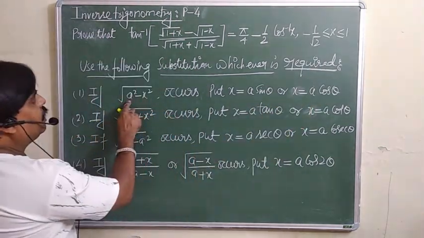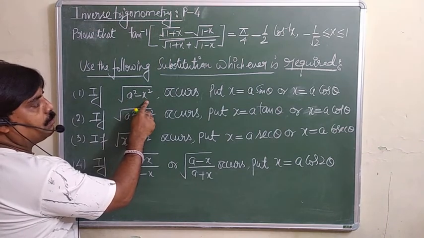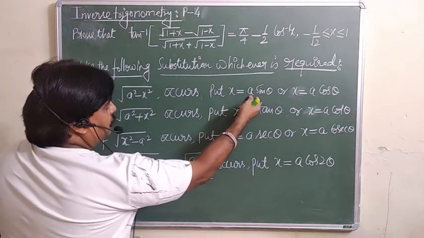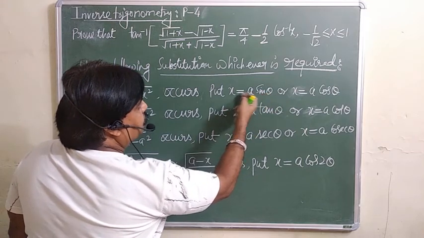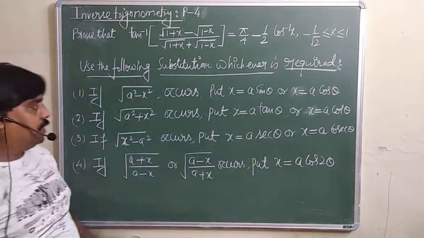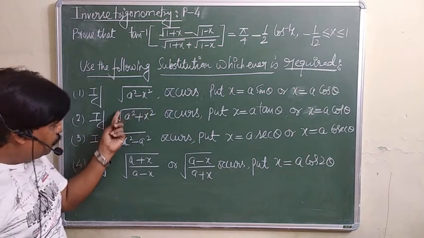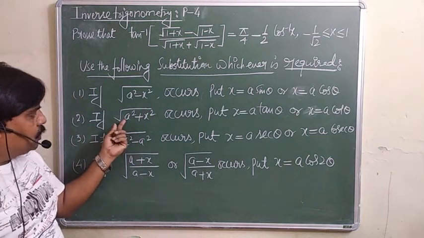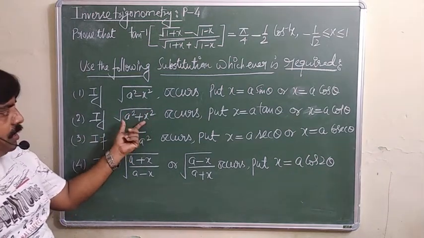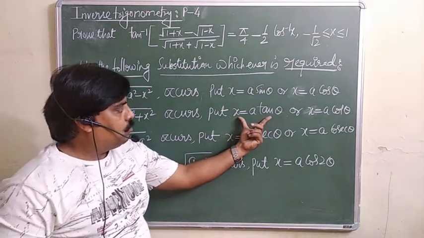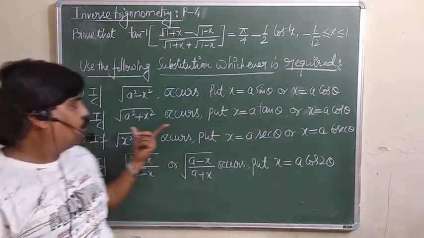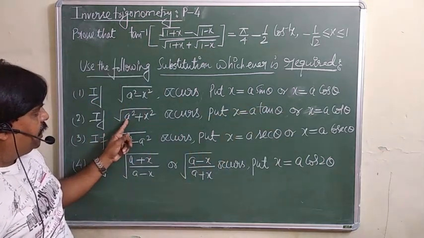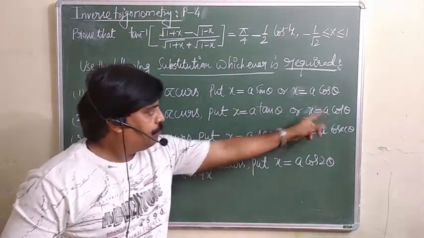A is any number. Like in 1 minus x square, you can put x equal to sine theta or x equal to cos theta. But in case of a square plus x square, meaning constant square plus variable square, then you are supposed to put x equal to a tan theta or x equal to a cot theta according to the question. Here whatever a is, that you have to put here only.